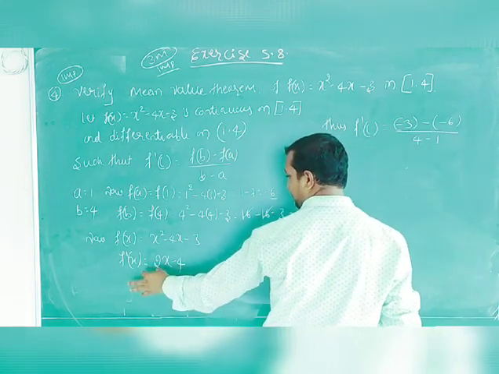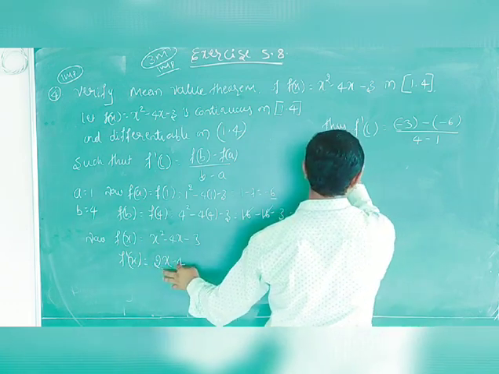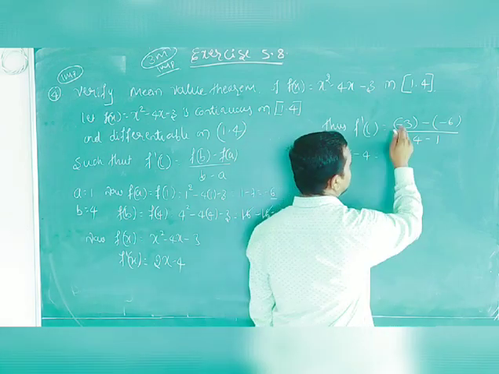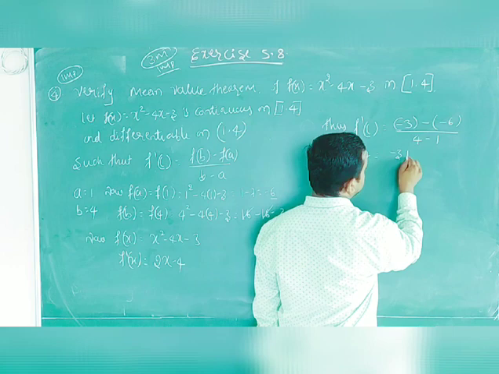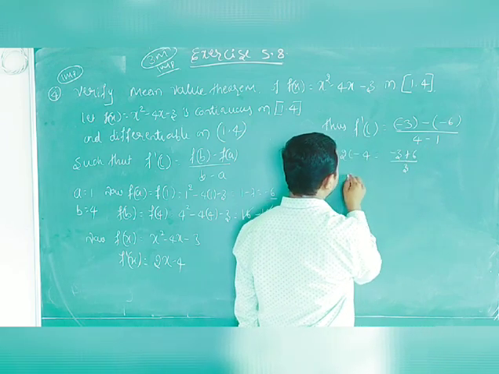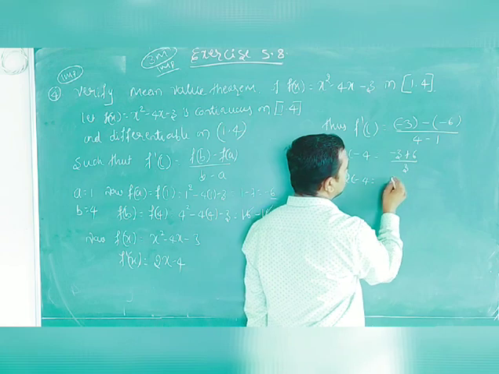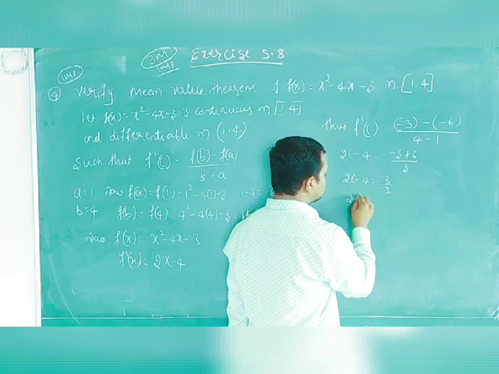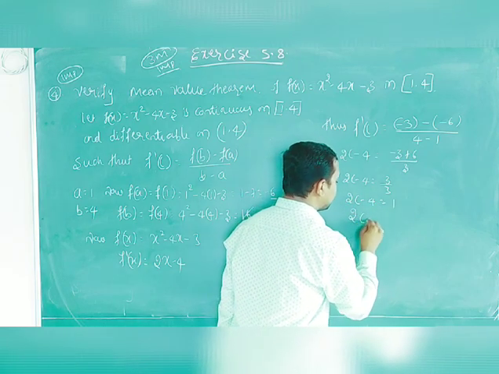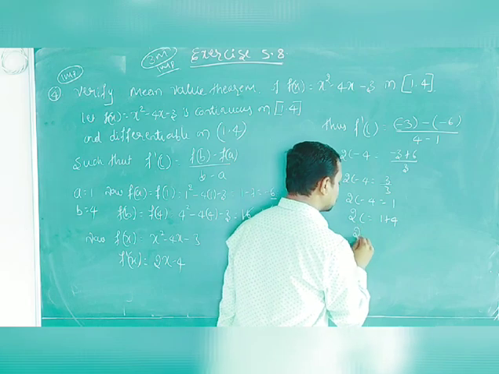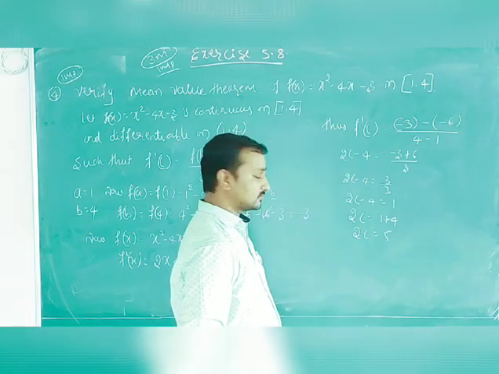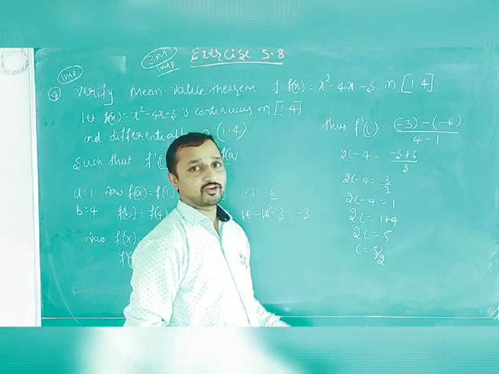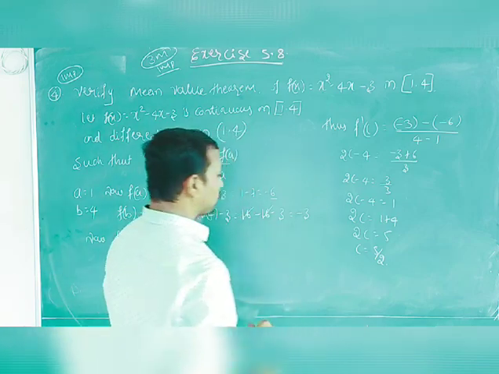So what is the value of f dash of c? f dash of x is 2x minus 4, so f dash of c is 2c minus 4, equal to minus 3 as it is, minus of minus 6 is plus 6, divided by 3. So 2c minus 4 equal to 3 divided by 3, since minus 3 plus 6 is plus 3. So 2c minus 4 equal to 1. 2c equal to 1 plus 4, so 2c is equal to 5. Is that clear? And c is equal to 5 divided by 2, which is 2 point something.